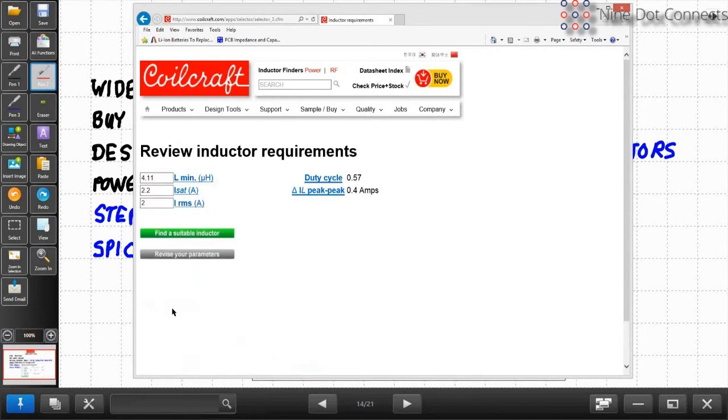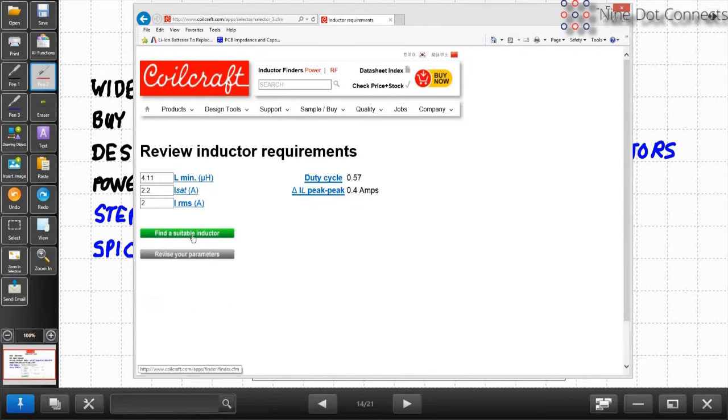All right, so here's what it calculated as a good solution. It has 4.11 microhenries minimum, a saturation current of 2.2 amps, but an RMS current of 2 amps. That has to do with the heating. The duty cycle will be about 0.57, and the peak-to-peak current ripple will be about 0.4 amps.